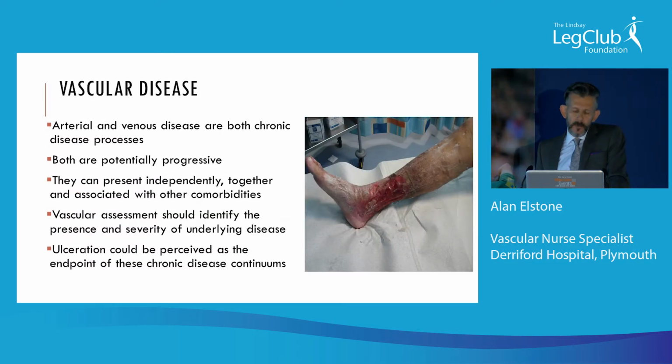Vascular disease is one of the many disease processes that can lead to lower limb ulceration or lower limb disease. It's incredibly prevalent, especially venous disease in the lower limbs. I predominantly perceive them as both chronic disease processes that are potentially progressive, and with age they become more prevalent as well. They can present independently. Patients can have either arterial or venous disease. It can also be mixed disease with other comorbidities. So from our assessment point of view, we need to identify the existence, the extent and the relevance of the disease processes there.